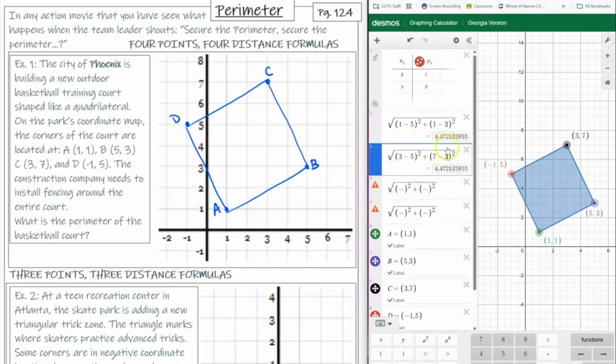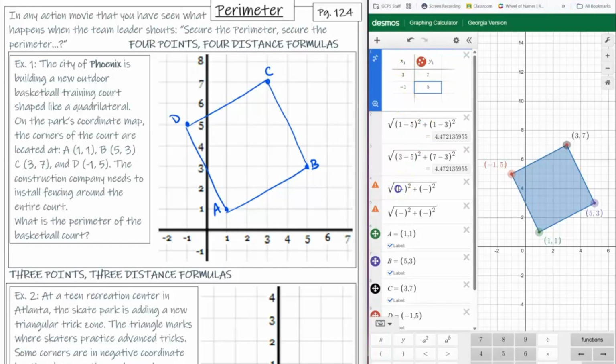So I can see that these two sides are equal. And this visually looks like a square to me, but we're not going to assume anything. So we're going to keep going. So now I'm at 3, 7. I'm going to go from 3, 7 to negative 1, 5. I already have 3, 7 here. So I'm only going to change this one, negative 1, 5. And again, repeat the process.